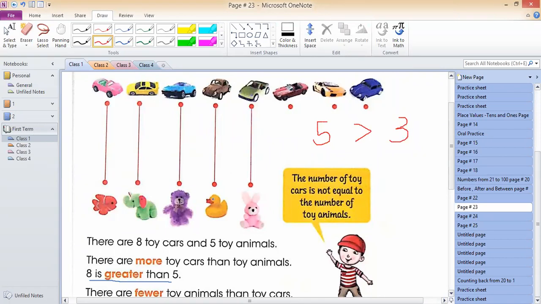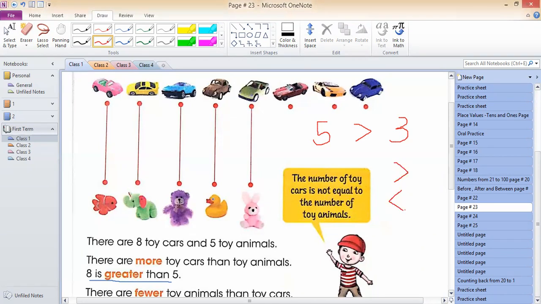Right, guys? So I'm revising the yesterday concept. 5 is greater than 3, so I can say I have 5 pencils and my friend has 3 pencils, so I have more pencils than my friend. I also explained to you yesterday about this sign. This is the greater than sign and this is the less than sign.